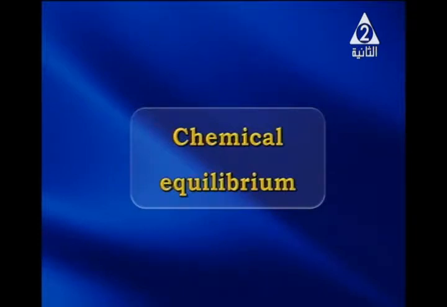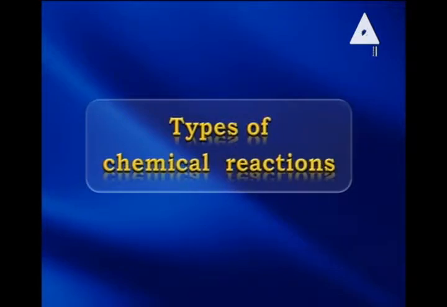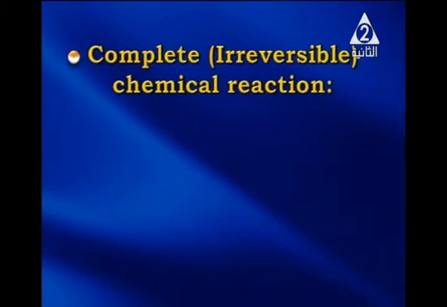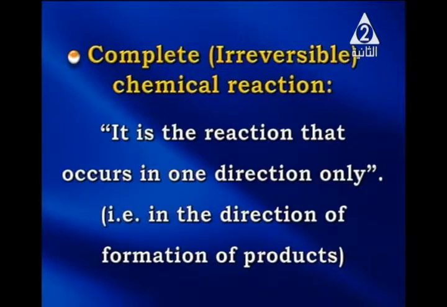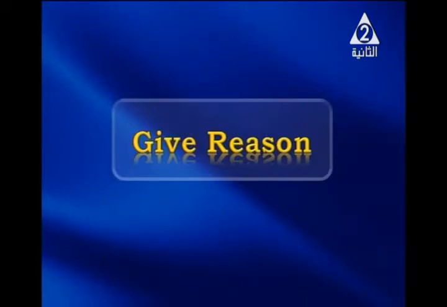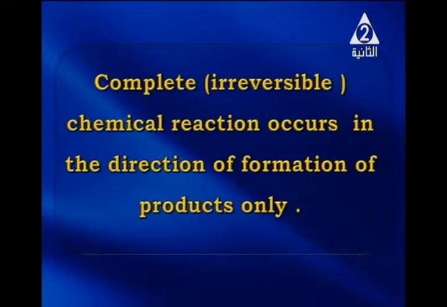Now, my dear students, we are going to discuss chemical equilibrium. First, we have to know the types of chemical reaction. We have the complete or irreversible chemical reaction. This reaction occurs in one direction only, which means in the direction of formation of products only. So we have the reason at this point: a complete or irreversible chemical reaction occurs in the direction of formation of products only.